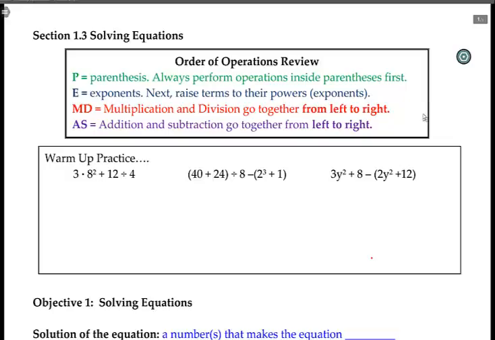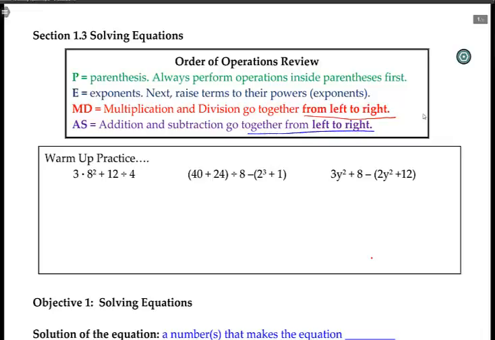Algebra 2, Section 1.3, Solving Equations. Just as we review our order of operations this morning, we want to consider parentheses being first, exponents second, multiplying and dividing, notice, together in order from left to right. That is crucial to remember. And then finally, addition and subtraction together in order from left to right.